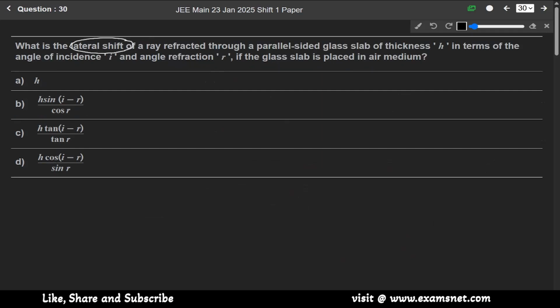So for the lateral shift, let us draw first the figure. According to this, there is a glass slab. Okay, there is a glass slab.